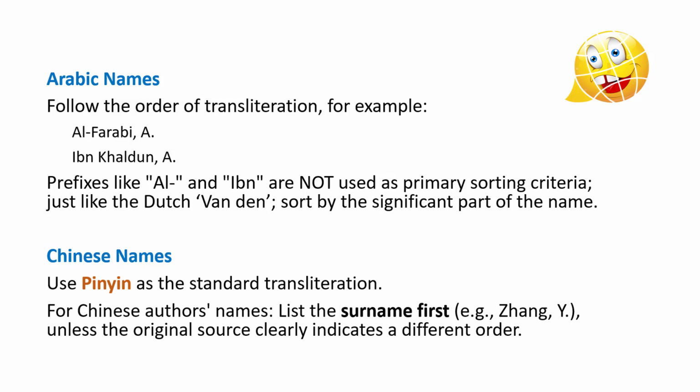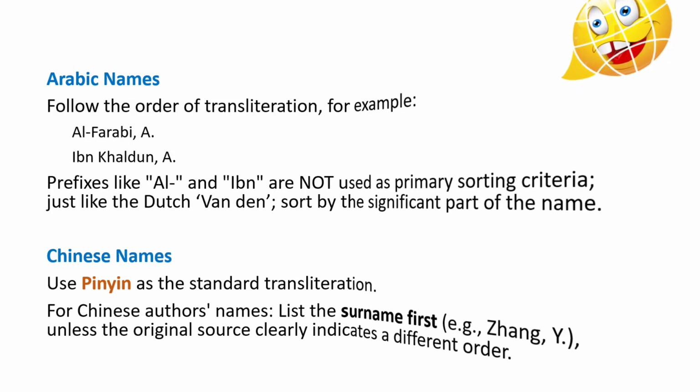Chinese names, we use the standard transliteration, which is pinyin. There are some different ones. And the second thing to take care of with Chinese names is that in Chinese often the family name comes first before the first name. So we tend to do it the other way around. We start with the first name. So if you transliterate, make sure that you take the actual surname and not the first name.